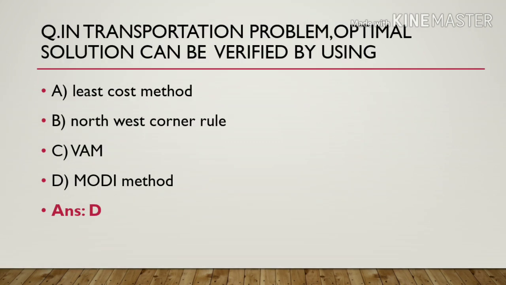In transportation problem, optimum solution can be verified by using. Options are least cost method, northwest corner rule, VAM, then Modi method. Here the answer is Modi method. Let's have the discussion of these four methods.